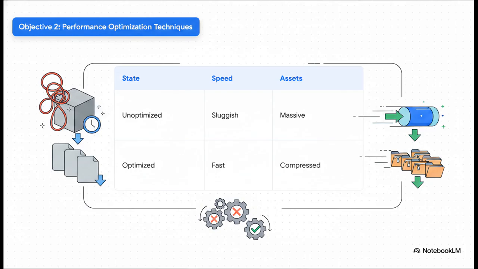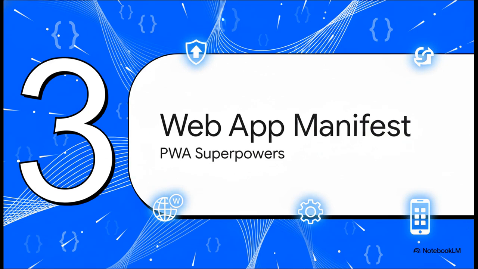As a developer, your job is to identify and implement the techniques that actually solve this. Whether it's minifying your code, compressing those heavy assets, or lazy loading content so that only the absolutely necessary pieces load first, you really need to conceptually understand and identify these methods. A true progressive web app has to feel instantly responsive, and implementing these performance techniques is exactly how you make that happen. Next up, part 3, the web app manifest.